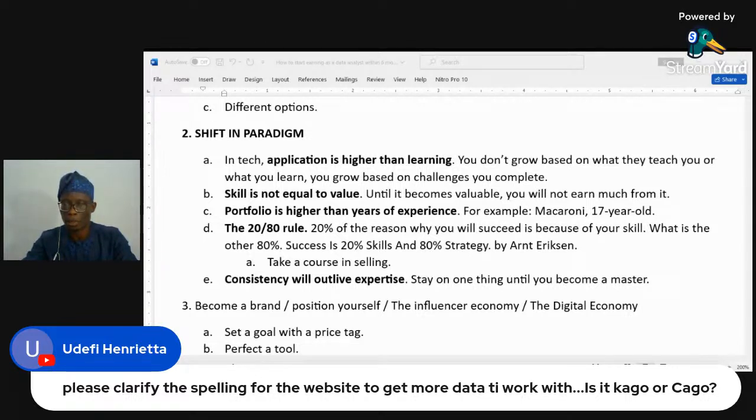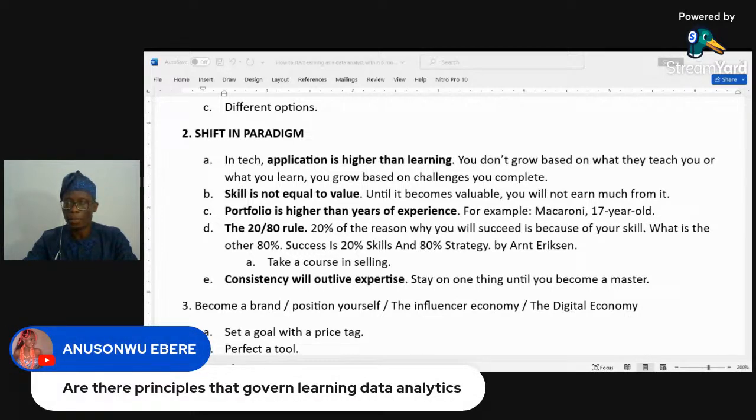So somebody said, are there principles that govern learning data analytics? Yes. One of the principles, which I shared in class today, is that application is higher than learning. For everything that you learn in class, quickly look for a challenge to apply it. For example, let's say in today's class you learned how to get data and how to clean data. That is ETL: extract, transform, and load. Look for a company or a data set that you can extract, transform, and load on your own. That's one of the best ways to learn anything in tech. You grow not just by learning, but by practice and application.